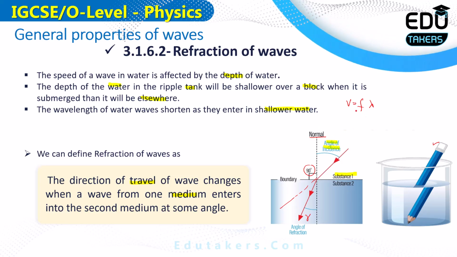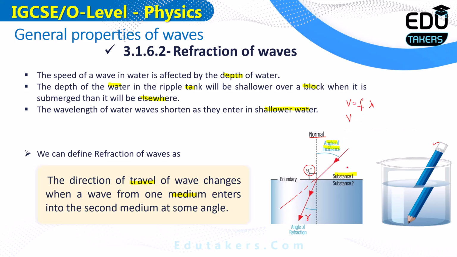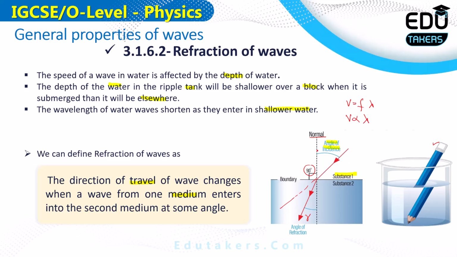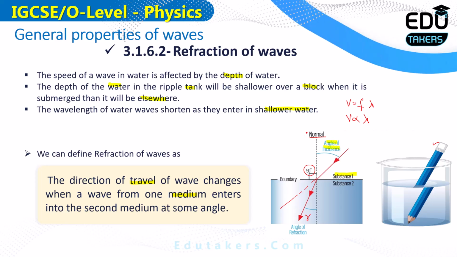Here the frequency is not changing, it remains constant. That's why the speed and wavelength, both of these are directly proportional to each other. In the shallow water, the wavelength is smaller because here the wave travels slowly. The speed of the wave in the shallow water is smaller as compared to the deep water.